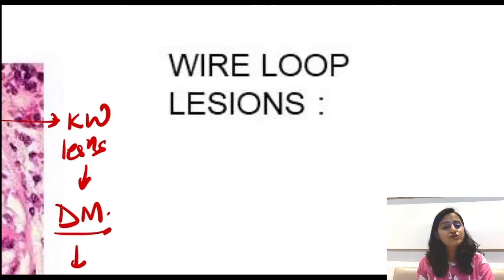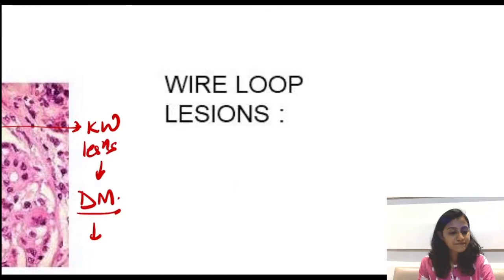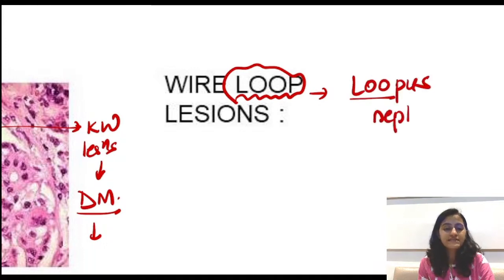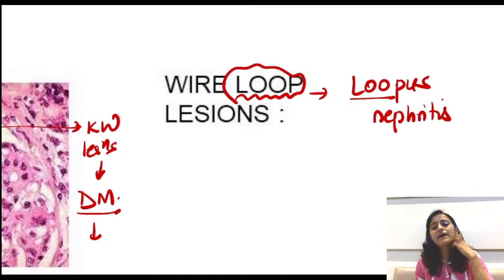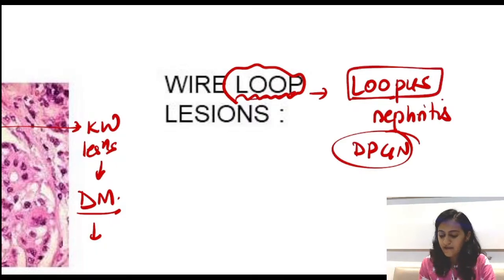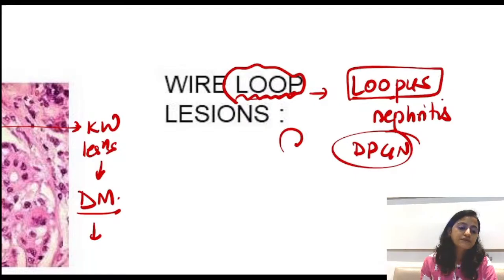In which condition do you see the wire loop lesions commonly? Remember, wire loop is seen in lupus nephritis. Okay, lupus nephritis is where you have wire loop lesions, which is basically a type of DPGN, diffuse proliferative glomerulonephritis. Right, so remember, wire loop lesions are seen in lupus. That is SLE. Absolutely right, that is SLE.